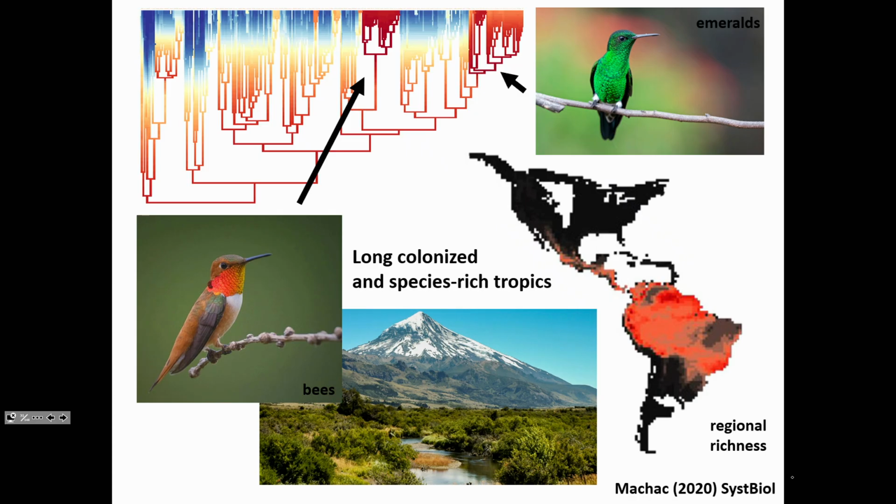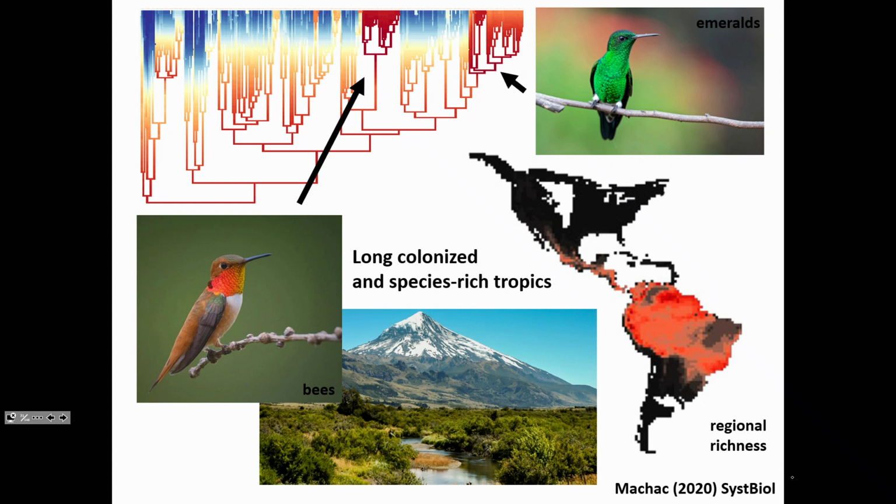Let's use hummingbirds as a test case. Here we have the hummingbird diversification shown on the phylogeny, and you see that these two clades stand out in terms of their diversification. That's the bees and the emeralds. Now, the bees and the emeralds accumulate species very fast, as you can see over here, indicated by the red color. And when you look at the map of hummingbird diversity, you see that most of the diversity is concentrated in the Andes. So it might be intuitive to expect that these two groups, the bees and the emeralds, are the Andean groups. But that is actually not the case.